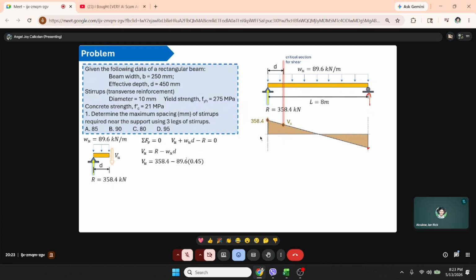The effective depth is 450 mm, convert to meters, so 0.45. And we have VU equals to 318.08 kilonewton. And we can solve for the shear strength provided by concrete.